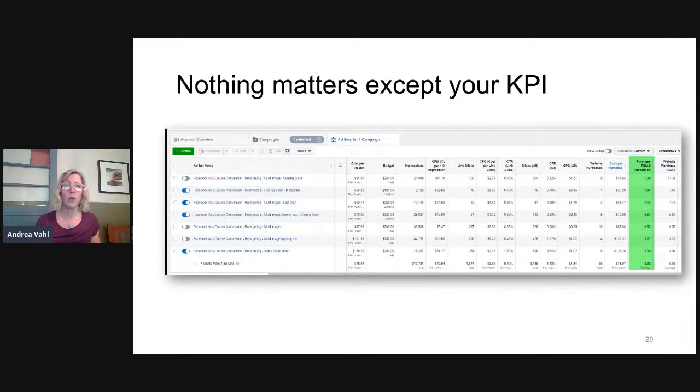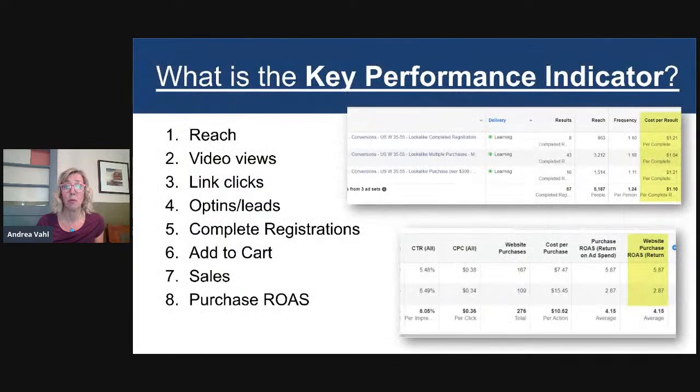You might need to watch how many people are adding something to the cart and then purchasing. So you're moving people along, but nothing really matters except that key performance indicator. So what is the key performance indicator? And that can depend on you. It can depend on what you want out of your ads. I tend to focus on the bottom half of this list where I'm looking for add to cart, sales, return on ad spend, complete registrations if I'm trying to get leads, things like that.